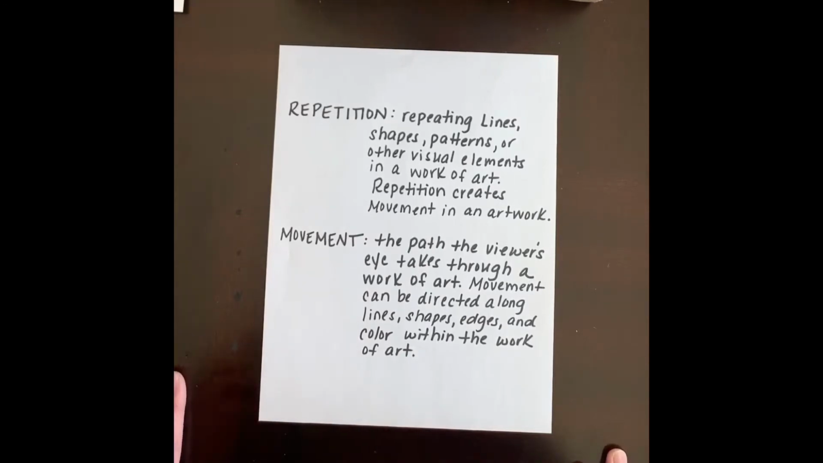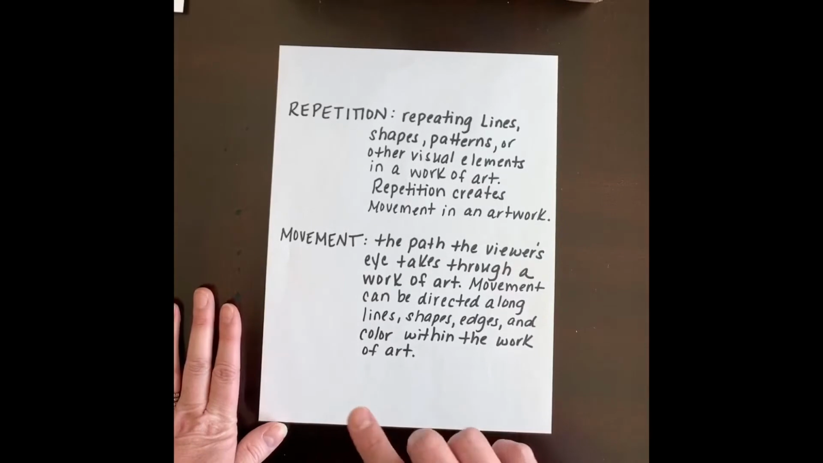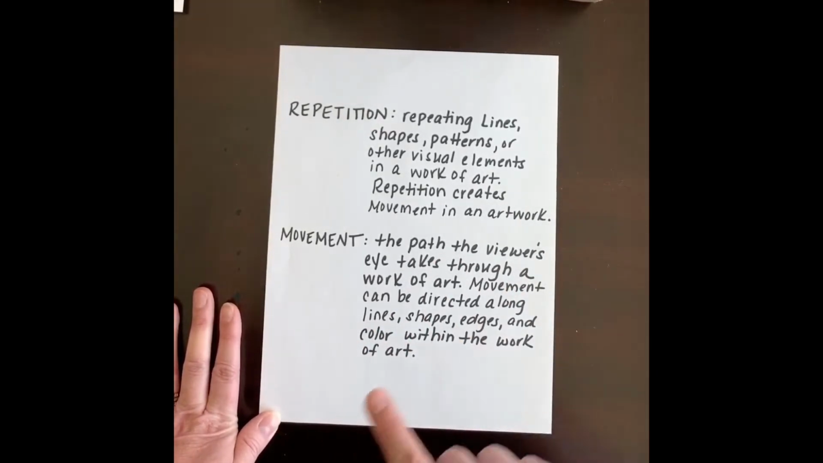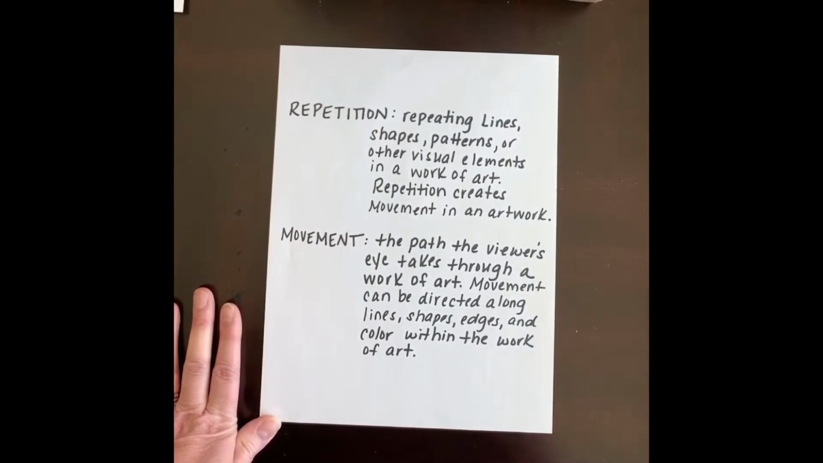Movement is another principle of art, and it means the path the viewer's eye takes through a work of art. Movement can be directed along lines, shapes, edges, and color within the art. So for instance, if you're looking at a piece of art and there's a lot of lines going diagonally, your eyes are going to follow that path as you look at the artwork. They are intentional, and artists use them to make you look at the artwork a certain way.